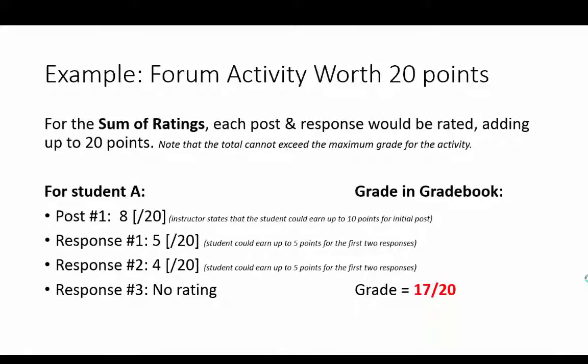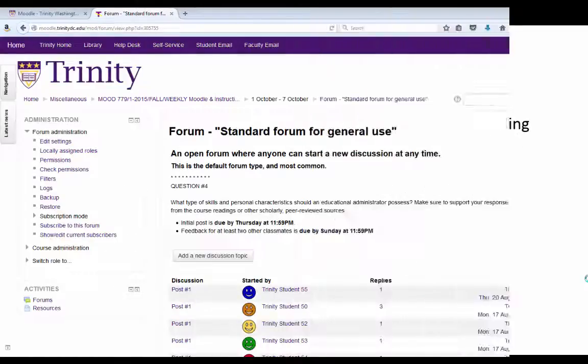Now for a sum of ratings, the points from each of the posts and responses are added together. So for instance, you might say the initial post is worth 10 points, and each of the responses would be worth 5 points. Any responses beyond 2 are not graded. In a situation like that, this student would get a 17 out of 20 in the gradebook.